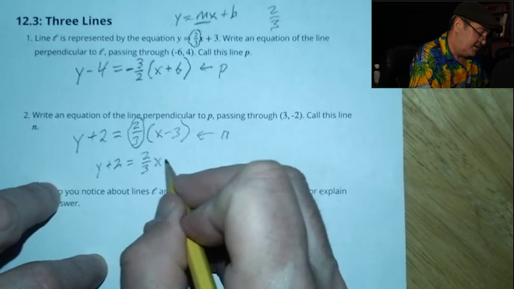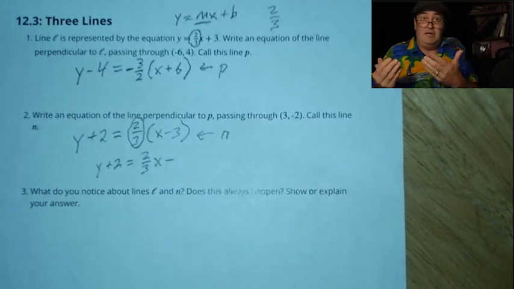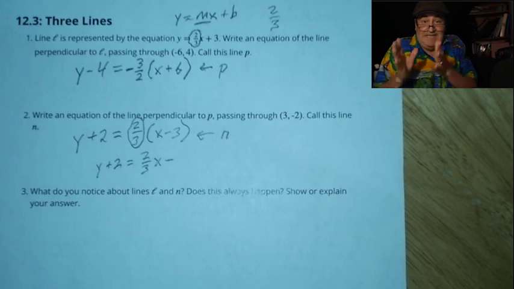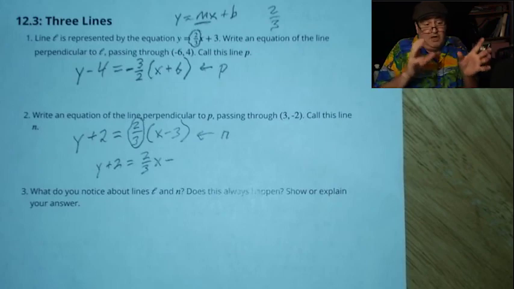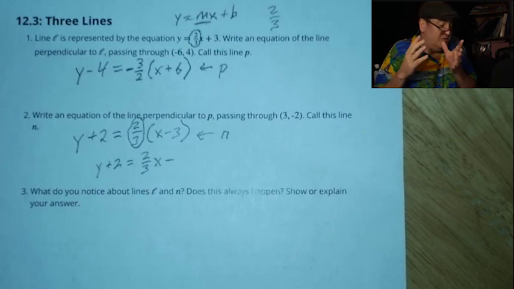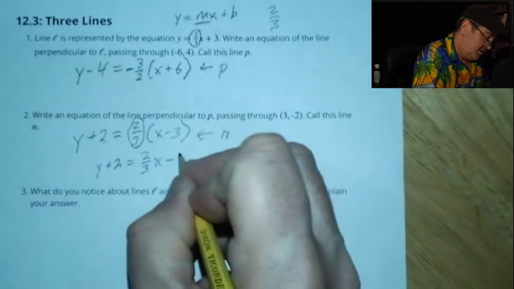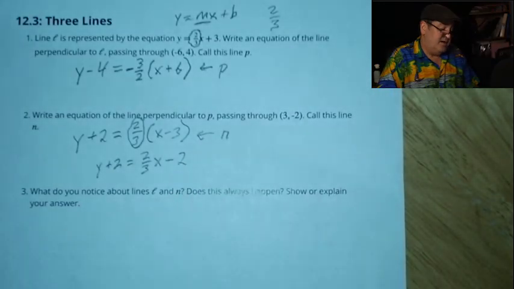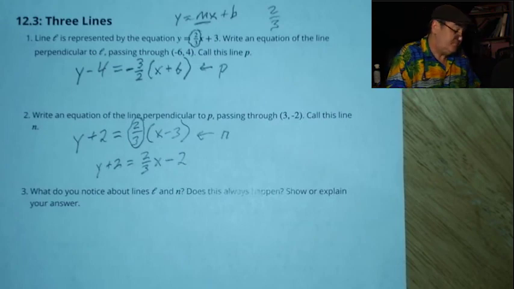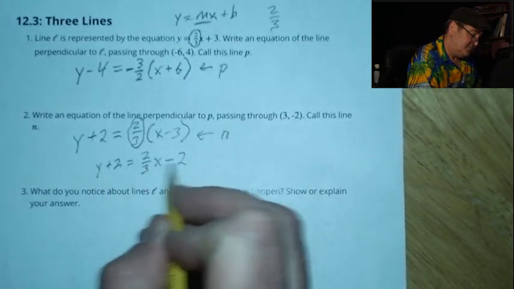2/3 times minus 3. Well, 2/3 of 3 can easily break down to thirds. There would be 3 ones that would make thirds, and we want 2 of them. So 2/3 of 3 is 2, right? 1, 1, 1. We're going to take 2 of those, 2. So 2/3 of -3 is -2. So now our equation is y plus 2 equals 2/3 x minus 2.